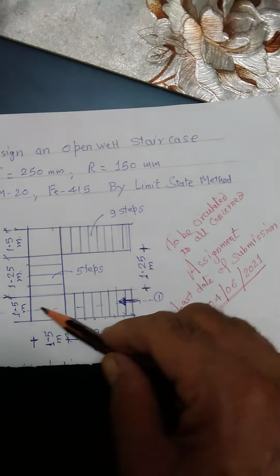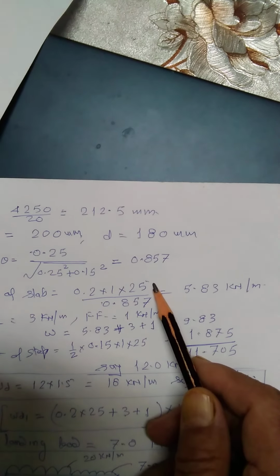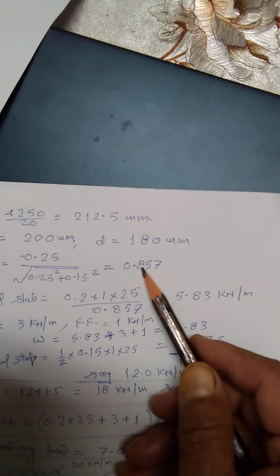Now, dead load of the slab. Considering 200 mm, the dead load of the slab will be 0.2 into 1 into 25, and its vertical component is divided by cos theta 0.856. It comes to 5.83 kN per meter.